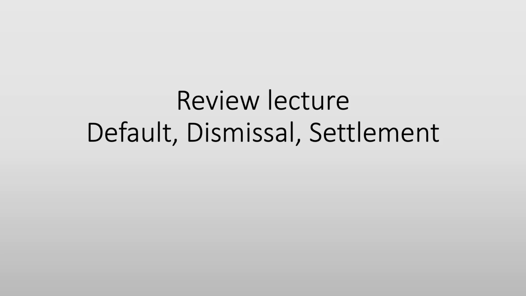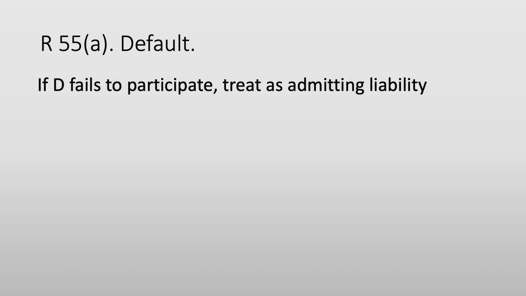We've been talking about default, dismissal, and summary judgment, ways that parties push each other out of lawsuits or sometimes push themselves out of lawsuits. Let's start with default. Default is when the defendant fails to participate in some way. And when the defendant does that, we treat that as admitting liability. So just like when an answer fails to address an allegation in a complaint, we treat that as admitting that allegation. If the defendant fails to defend, we treat that as admitting liability.